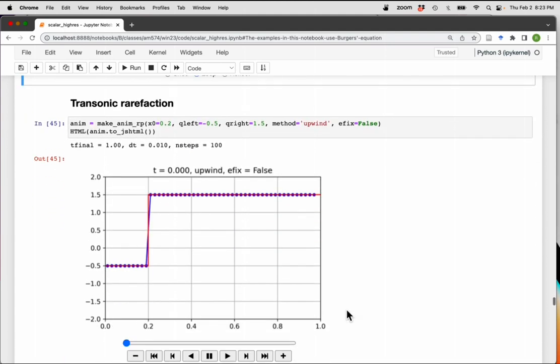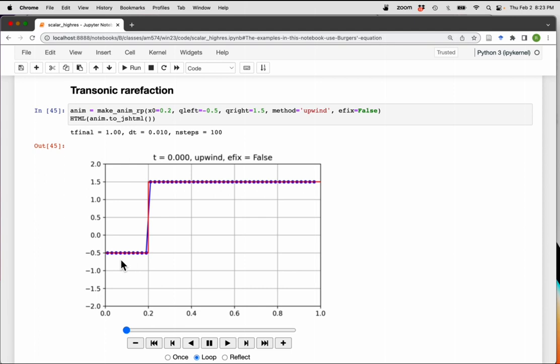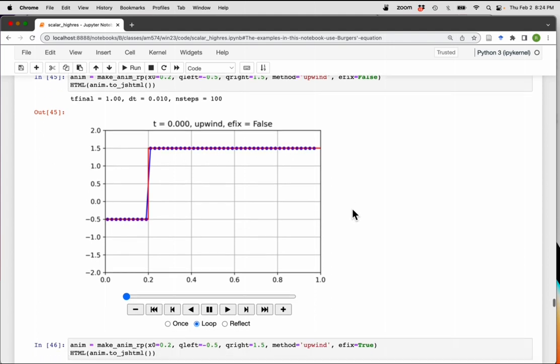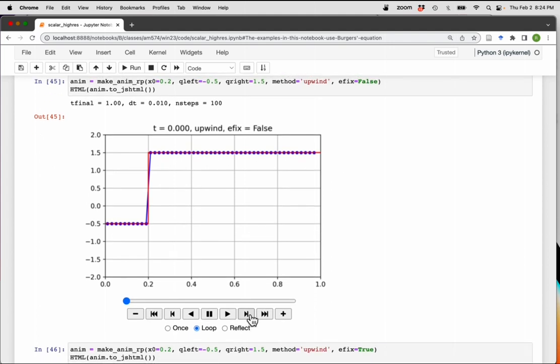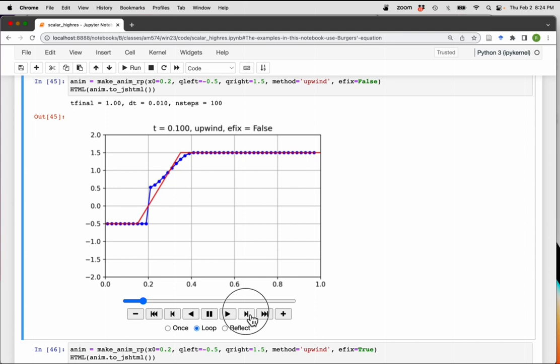Okay, but now let's look at the transonic rarefaction case. So if we go from q equals minus 0.5 to plus 1.5, and so characteristics are moving at speed minus a half on the left and plus 1.5 on the right. And now what happens is kind of interesting. It should be a rarefaction wave. It should be this transonic rarefaction wave shown in red. And we get part of that rarefaction wave okay, but then there's a jump discontinuity here that never moves.